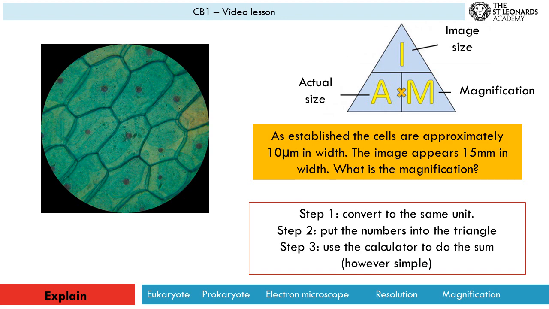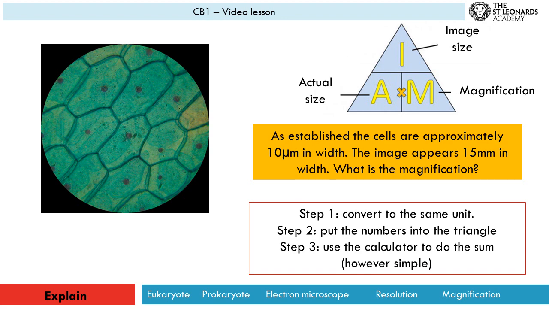Quite often questions lead on from that and will want you to calculate one of the following things: either the image size, so how big the picture you see is, the actual size of the cell, or the magnification. And this again fits really nicely into a triangle. So at the top of the triangle you've got image size, and at the bottom you've got actual size and magnification. So the question, that it may look something like this.